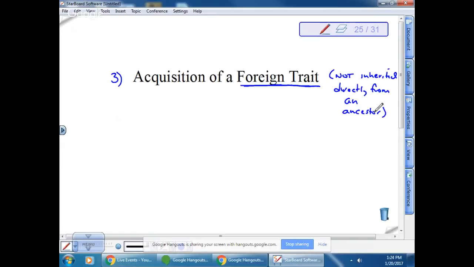And there's some evidence that suggests that this is a very common form of macroevolution. Early on in the evolution of cells, you might have heard this before, we have what is called the endosymbiotic theory for the evolution of eukaryotic cells.